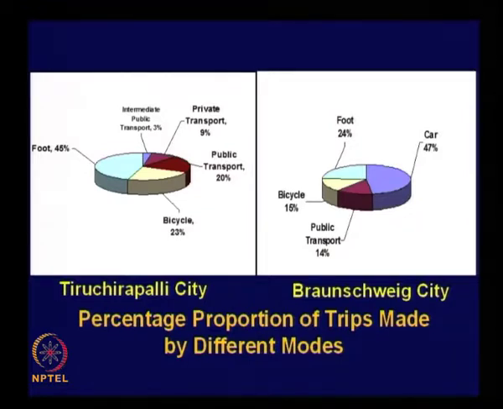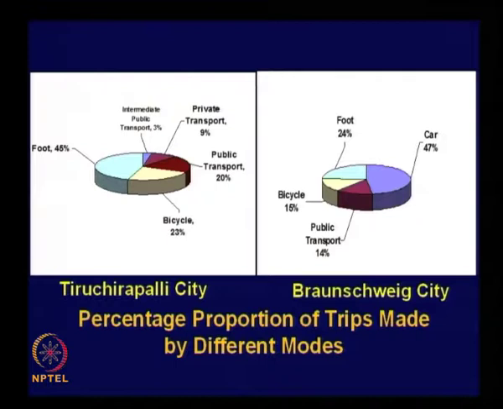Trips made by car 47%, foot 24%, very significant. Bicycle 15%, public transport still I would say significant 14%. So, an interesting point to note that most European cities have a good public transport system. There is a reasonable patronage for public transport.